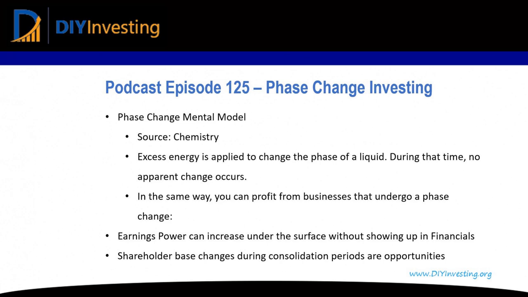But let's also think about shareholder base changes. One thing that happens in terms of consolidating periods is, I believe, there are times when the shareholder base turns over. And so there's many different types of investors out there. And so you need to think about them, and they come in a few different types and a few different sizes. I'll just give you some that are going to immediately come to mind and click with you.